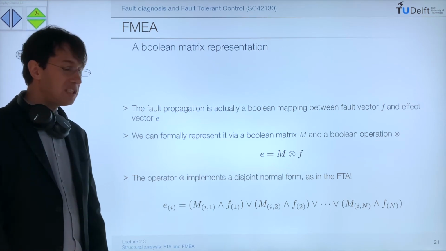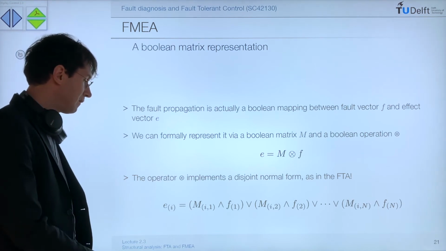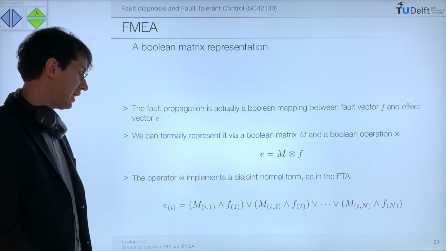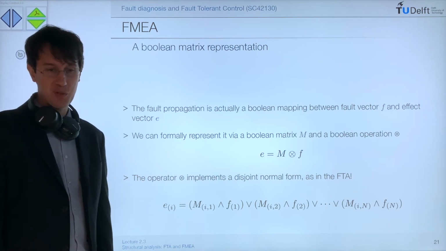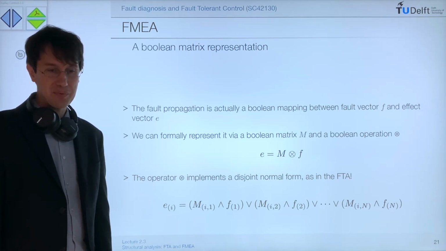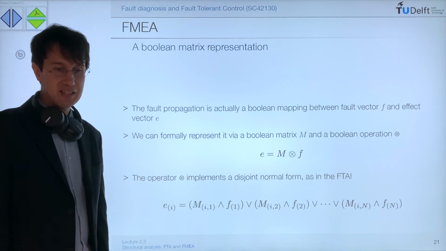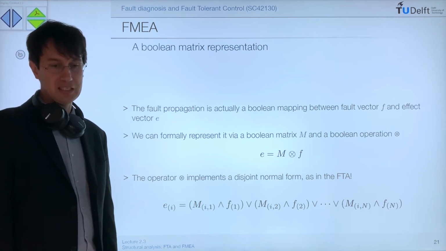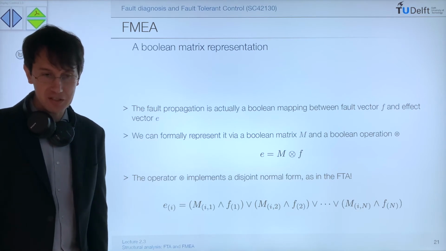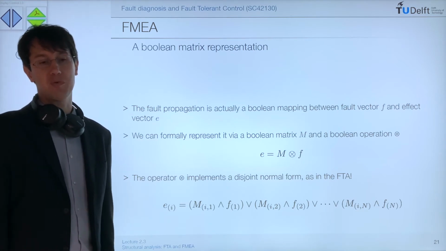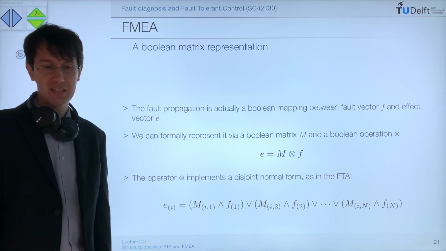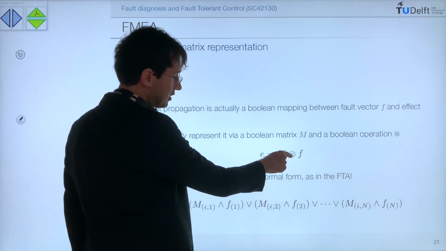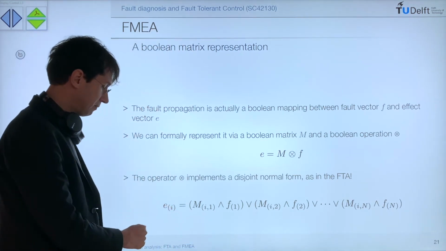And the interesting thing is that this operator is implementing a disjoint normal form as we had in the fault tree analysis. So it's the same kind of thing. The only difference with the fault tree analysis is that now we are keeping track of which fault was propagated to which effect. And in full, the definition of this Boolean operator is this one.